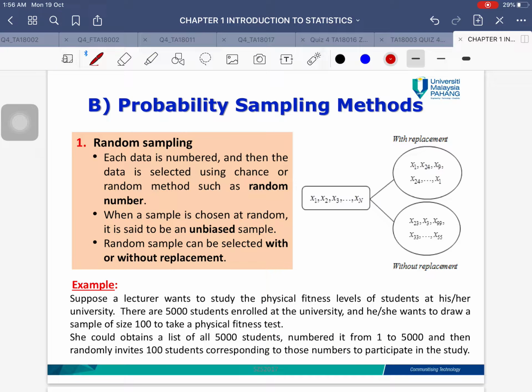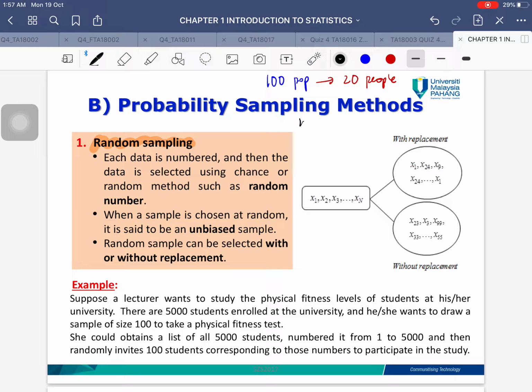So for example, how do you do random sampling? I have 100 people. That is my population. My population consists of 100 people. From the 100 people, I'm going to choose 20 people for my sample. If I decide to use random sampling, I'm going to number all my population. So I have 100 people, and I'm going to number them.